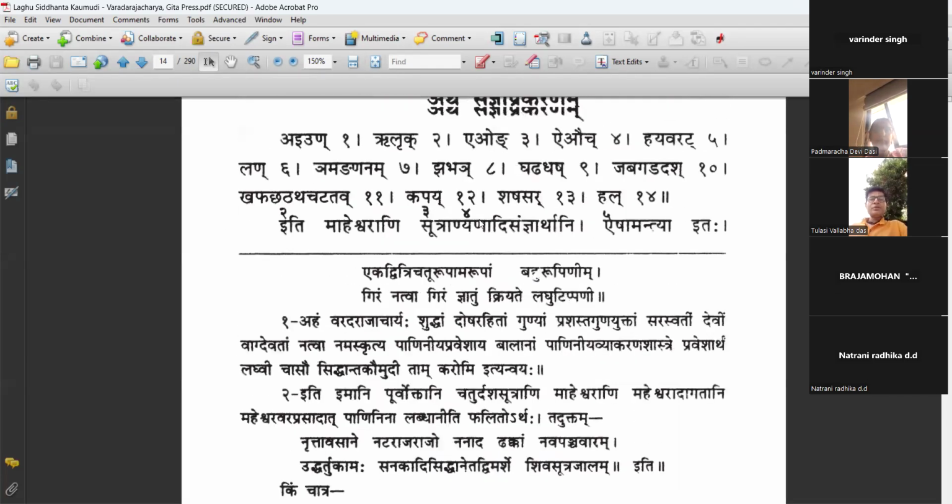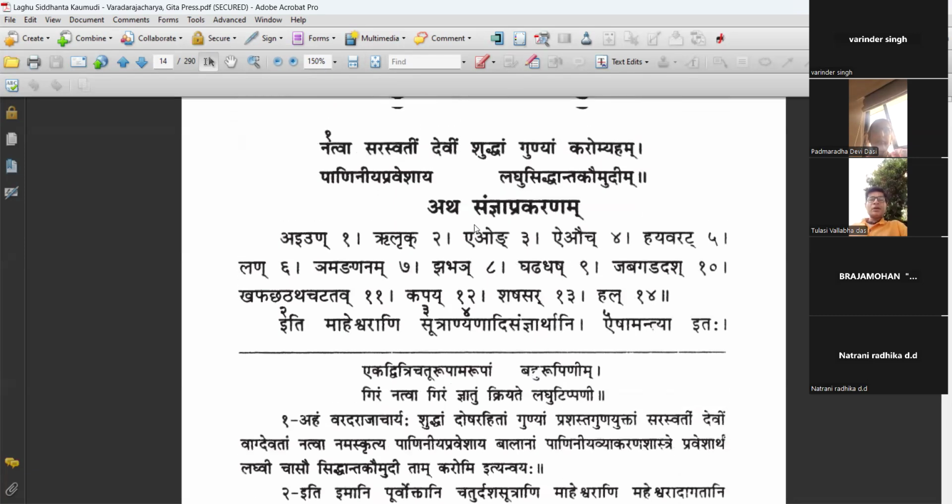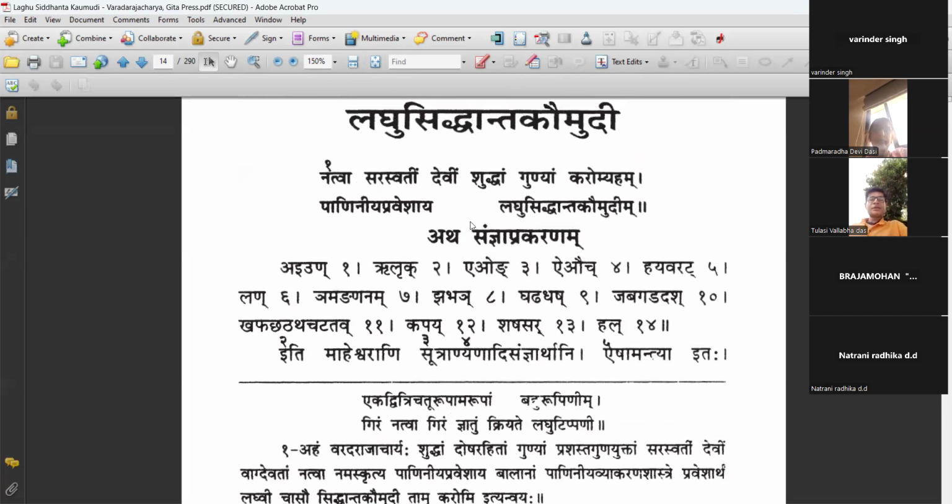How many of you did not understand this or were not present in the class when I explained Maheshwar Sutra? Accordingly, I will explain. You were not there? I got this from the previous class, but this class I was also not there. Okay, so I will explain. Listen.